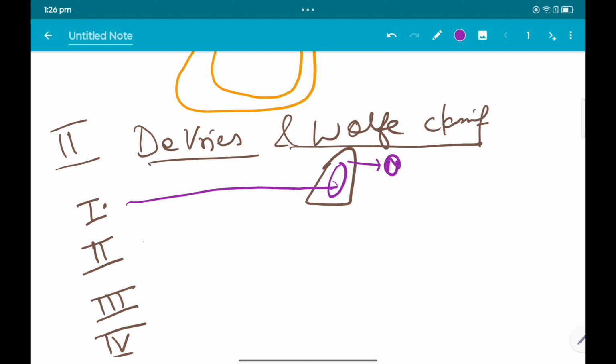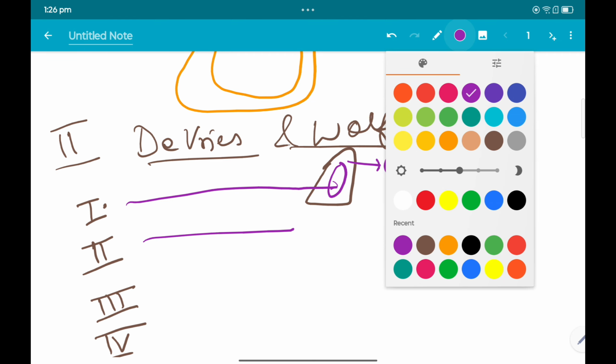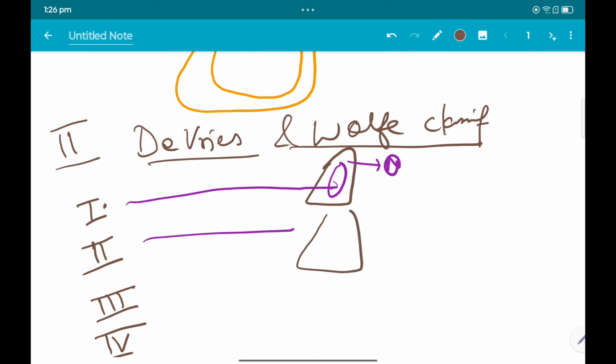What does stage 2 say? Stage 2 says that if we have this lung, there are multiple bullas, but the underlying lung is normal. Multiple bulla, underlying lung is normal. Single bulla, underlying lung is normal.